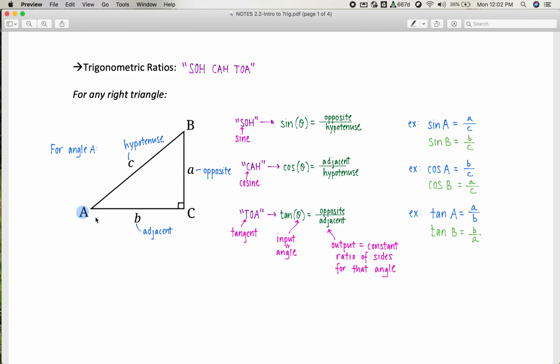referencing. So now the way these functions work, when I talk about sine, SOH tells me that sine is the ratio of opposite over hypotenuse.